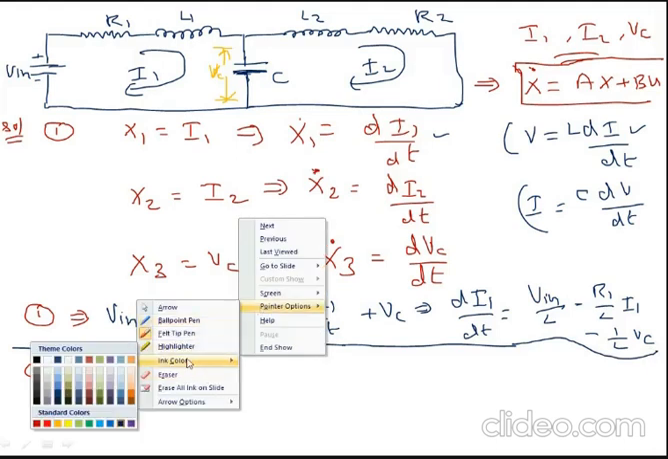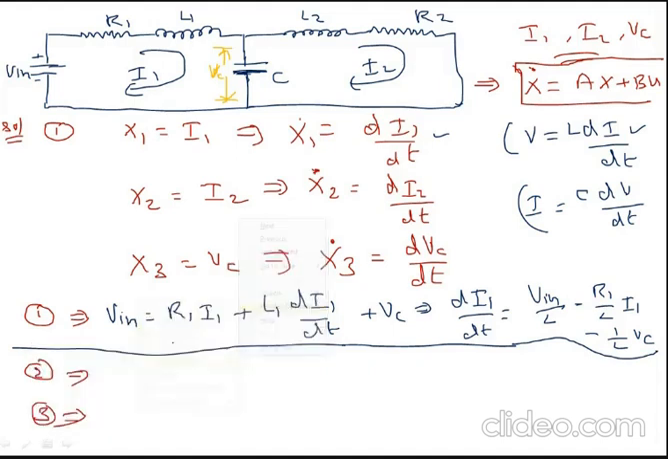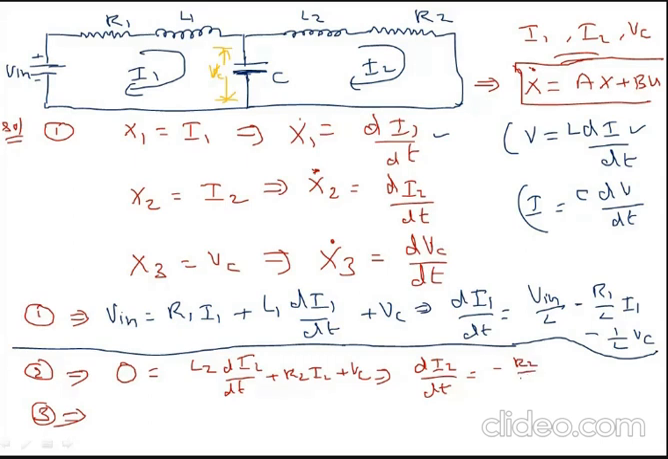Next, to get L2 into dI2 by dt, I will write the expression as 0 is equal to, applying KVL for the second loop, L2 into dI2 by dt plus R2 I2 plus Vc, which implies directly we can write dI2 by dt is equal to minus R2 by L2 into I2 minus 1 by L2 into Vc.